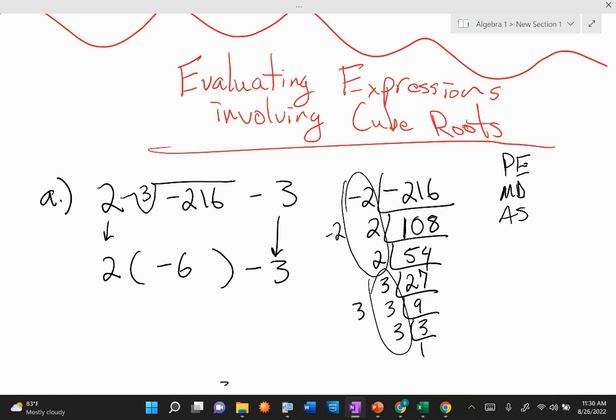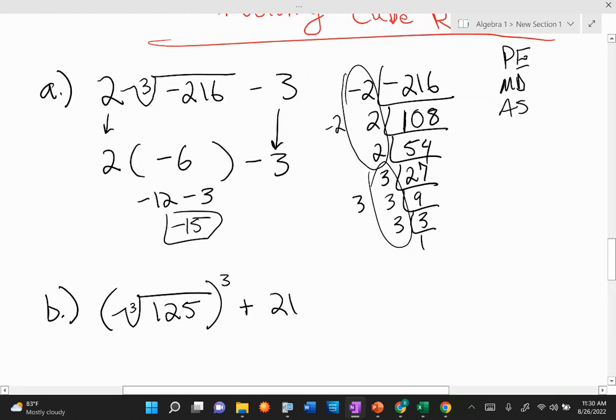So 2 times negative 6 is negative 12, minus 3, negative 15. Is that our final answer? Yes. Have some confidence. I boxed it in. Okay. So that means we're ready to do more on our own.